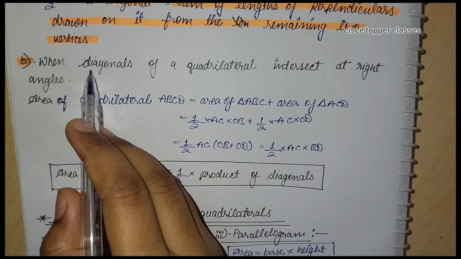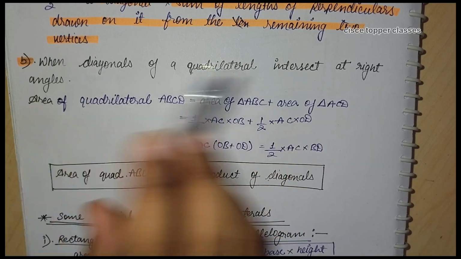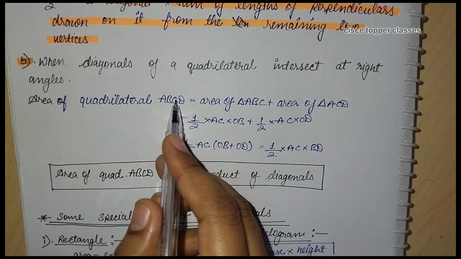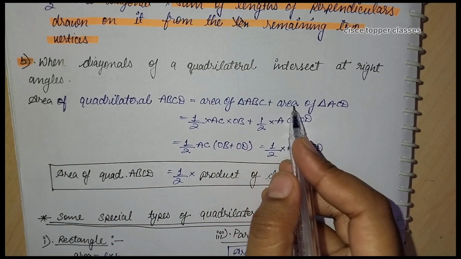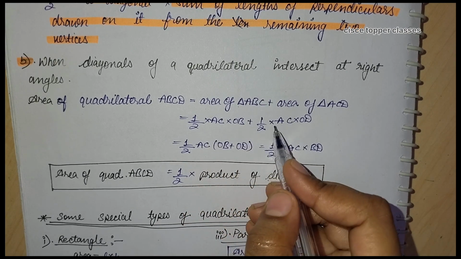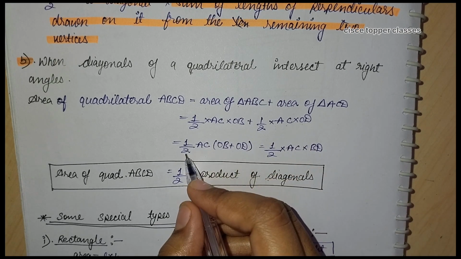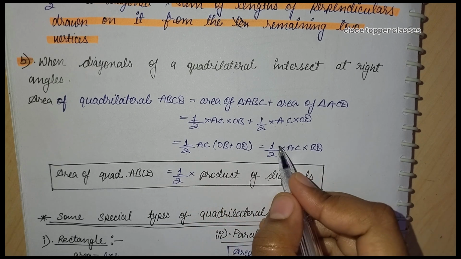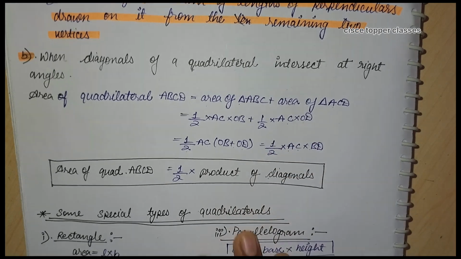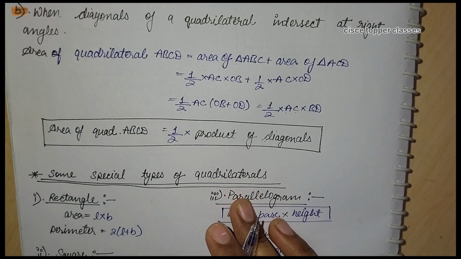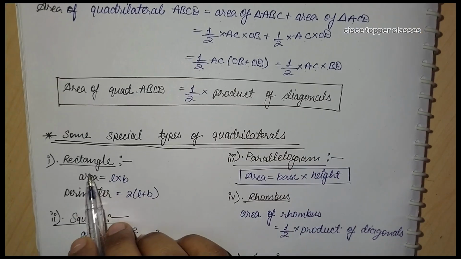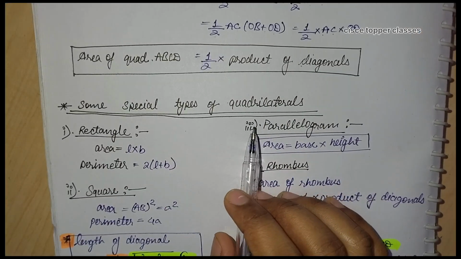The second part is when the diagonals of a quadrilateral intersect at right angles. Then the area of quadrilateral ABCD is the area of triangle ABC plus the area of triangle ACD. So it will be half of AC into OB plus half of AC into OD. This equals half AC into (OB plus OD), and OB plus OD is BD, so we can write half AC into BD. So the area of the quadrilateral ABCD will be half of the product of diagonals. Here some special types of quadrilaterals are given.